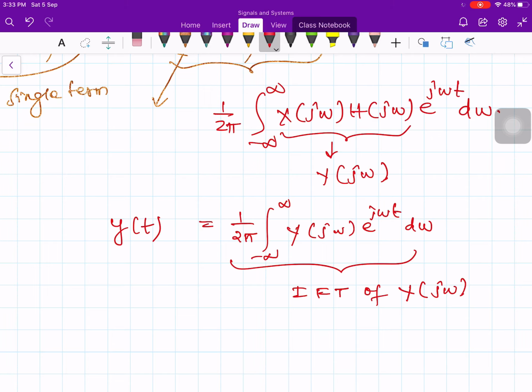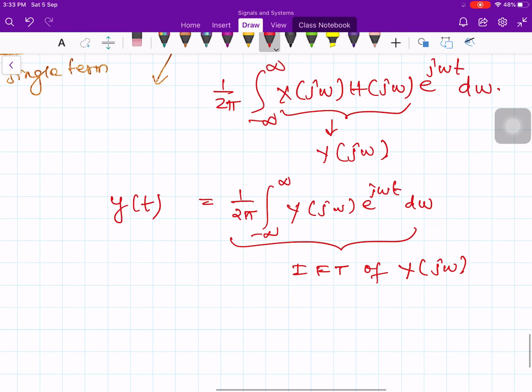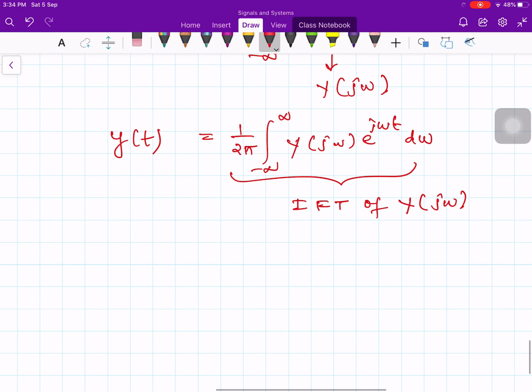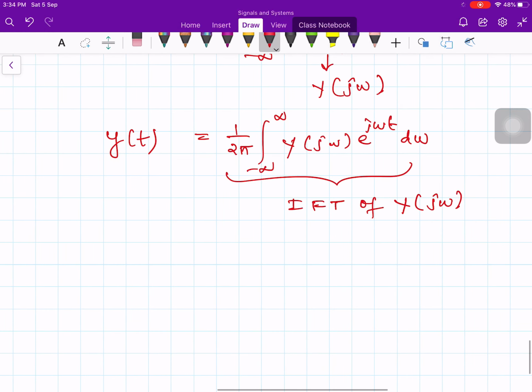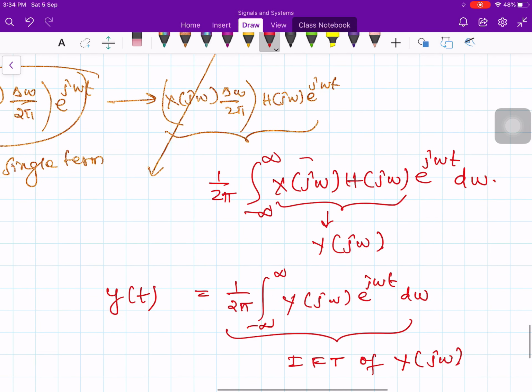Therefore, y of t can be thought of as 1 over 2 pi integral of Y of j omega e to the j omega t d omega. So, the conclusion is that the Fourier transform of the output quantity equals the Fourier transform of the input multiplied by the system function.